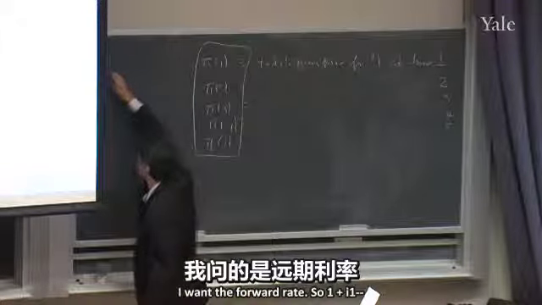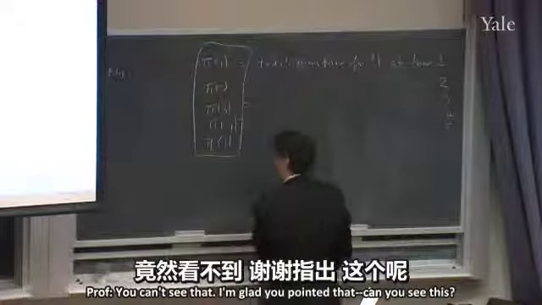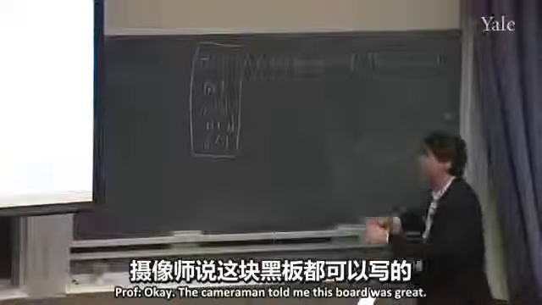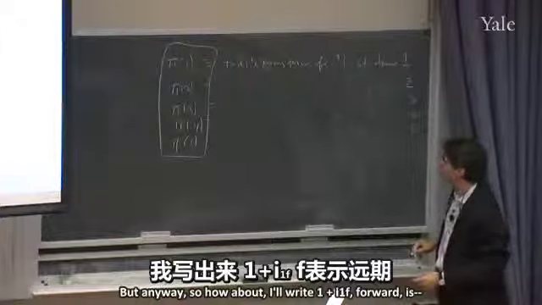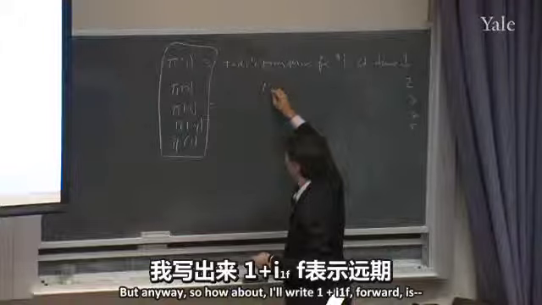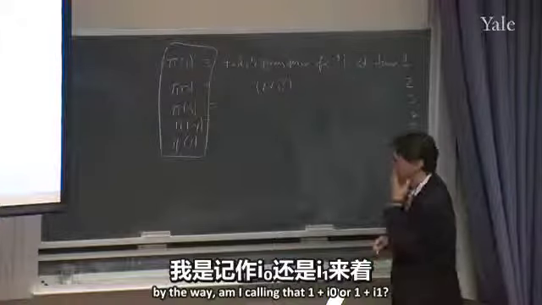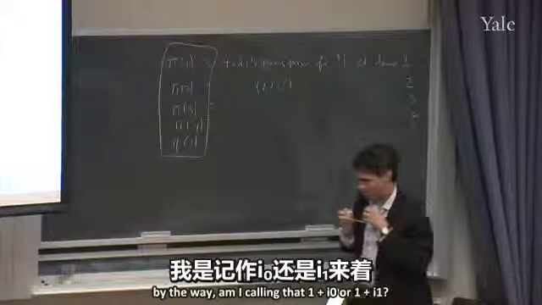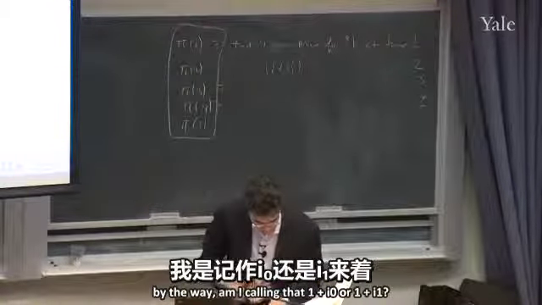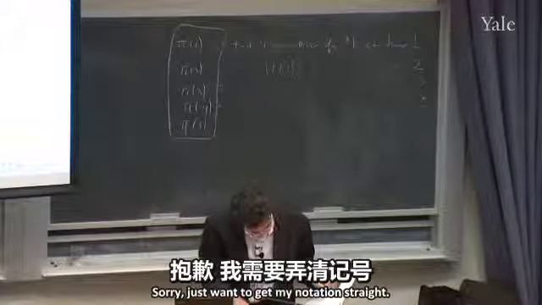So 1 plus I1. You can't see that? I'm glad you pointed that out. Can you see this? Okay. The cameraman told me this board was great. But anyway, so I'll write 1 plus I1 forward is, by the way, am I calling that 1 plus I0 or 1 plus I1? Sorry, I just want to get my notation straight.